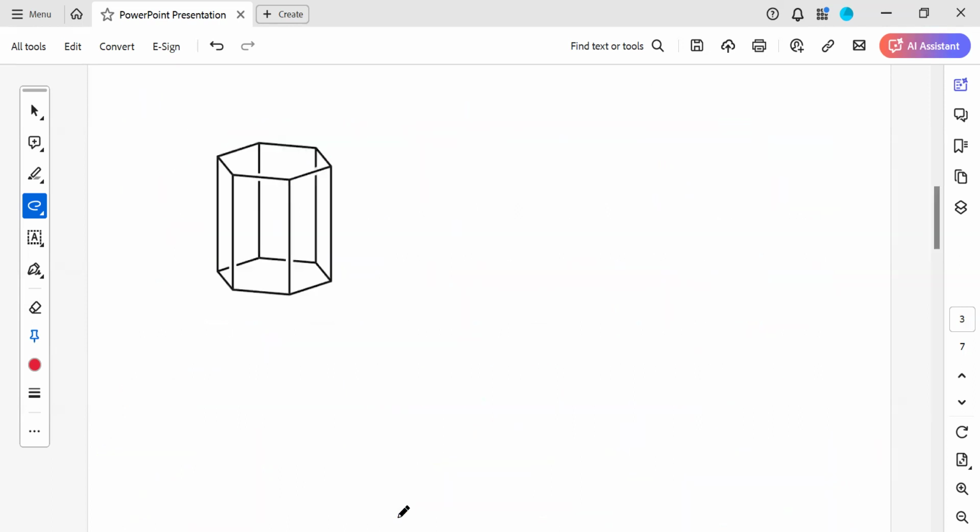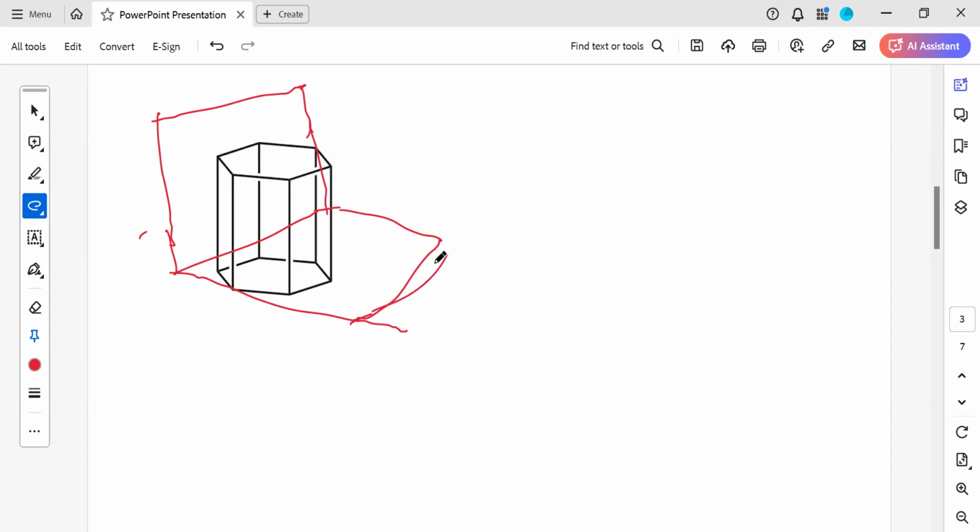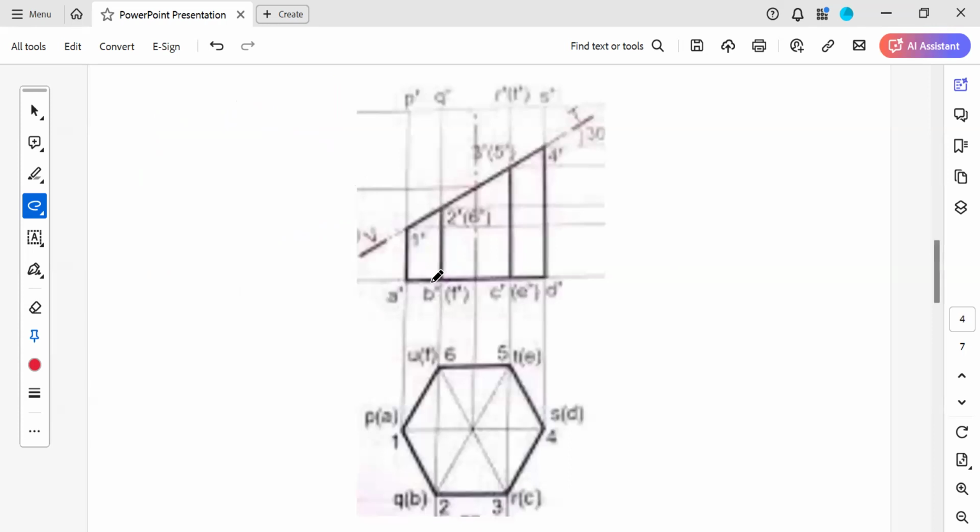Let us assume this is a solid in the first quadrant. This will be the vertical plane and this will be the horizontal plane. The distance in front of VP is not given, therefore you can draw at any convenient distance below the XY line. This is the reference line XY. Seeing from the top, we get a hexagon. Seeing from the front, it will be a rectangle on the VP. So let us go to the projections.